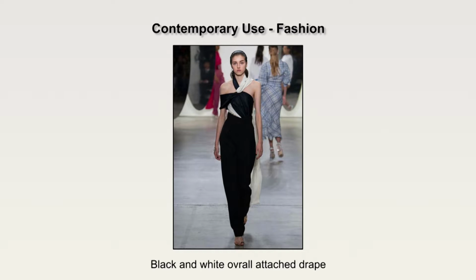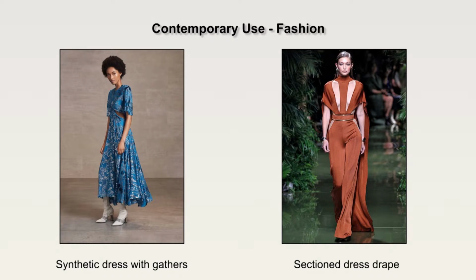This black and white dress clearly shows drapery, especially on the straps of this dress. On the left is a synthetic blue dress with draped gathers. On the right is a sectional brown dress drape.